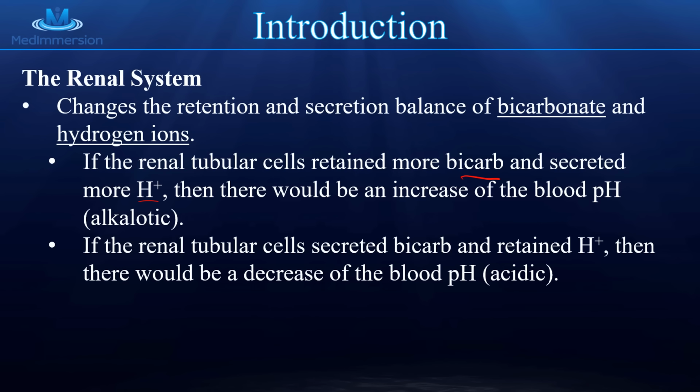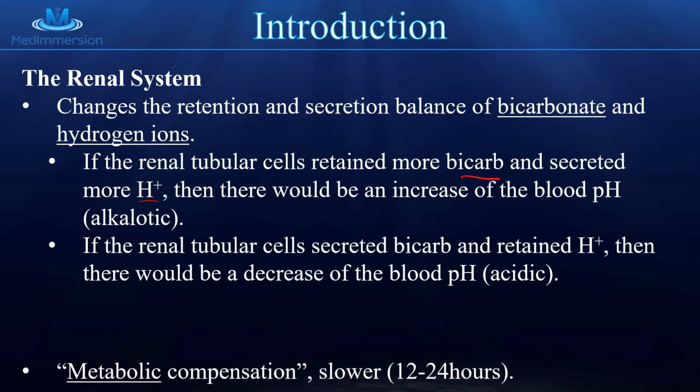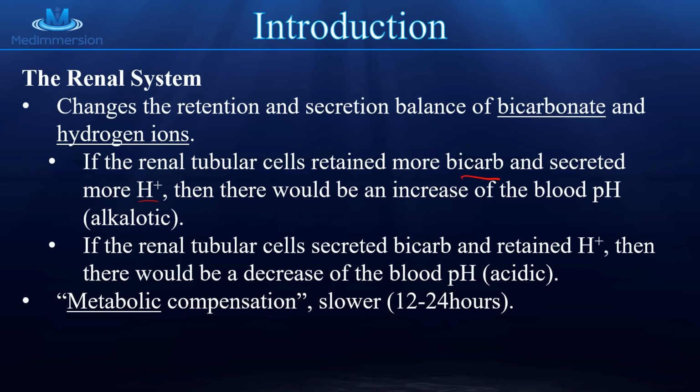Now, opposite to the respiratory system, the renal system is a little bit slower. It takes more time to change the acidity of urine and to make any meaningful contribution by the production of different pHs of urine. But it still makes a huge response. And in fact, this is a more long-lasting response. It's just a little bit slower in getting its wheels turning. And this is called the metabolic compensation.